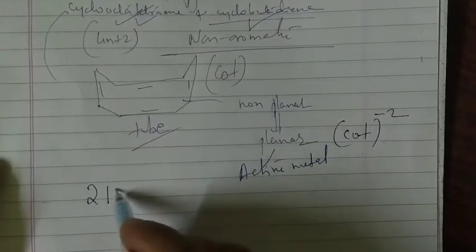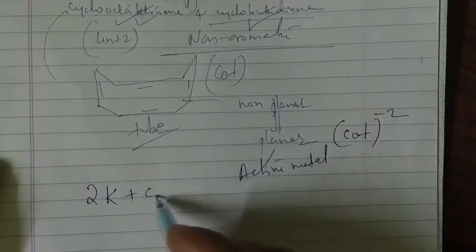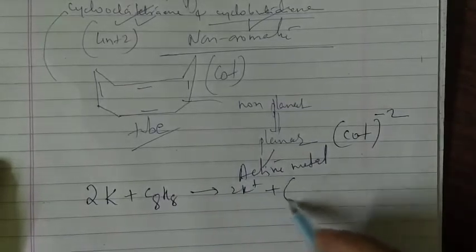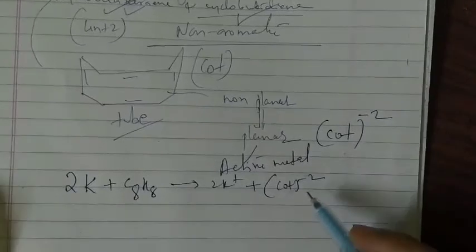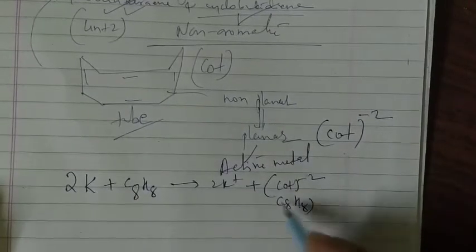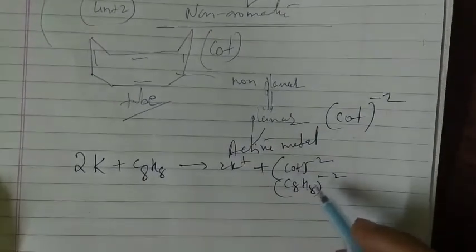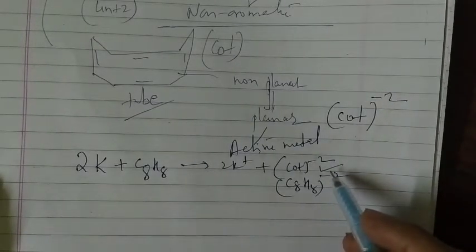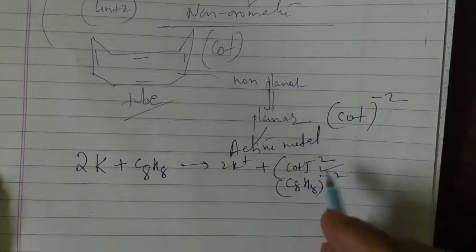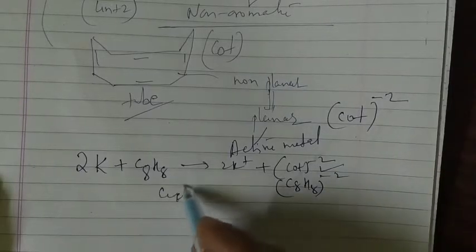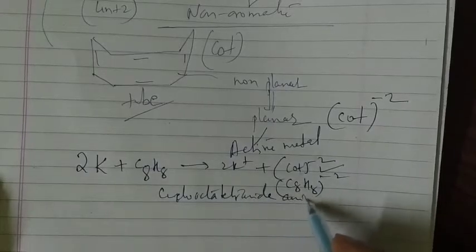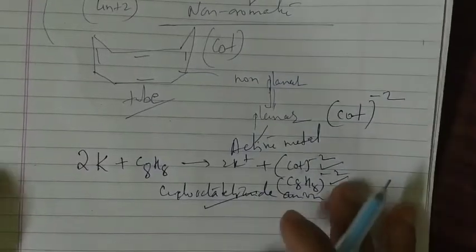This is very important. For example, if you treat cyclooctatetraene, COT, with potassium, you are going to get 2K plus and COT minus 2, or I can write C8H8 minus 2. This is called the cyclooctatetraenide anion. Minus 2 is there, no? So this is COT minus 2.